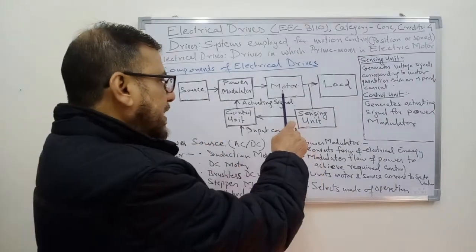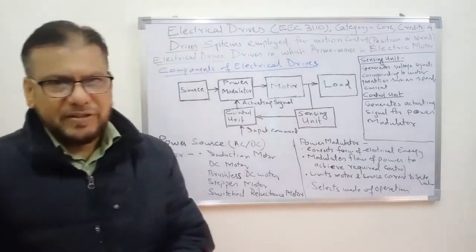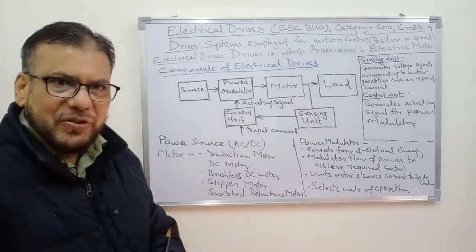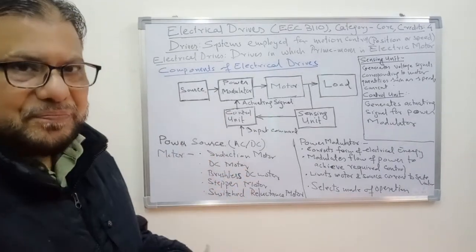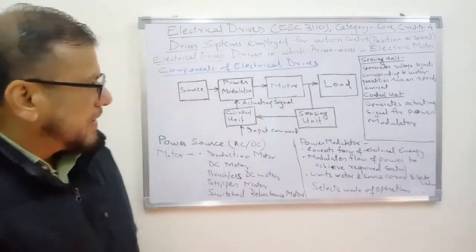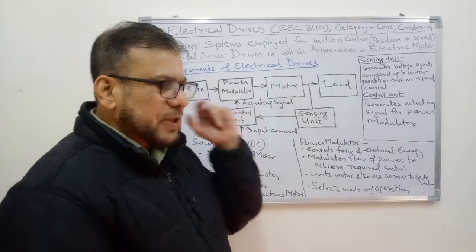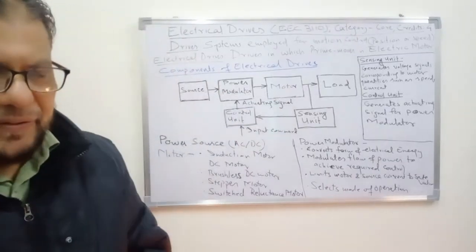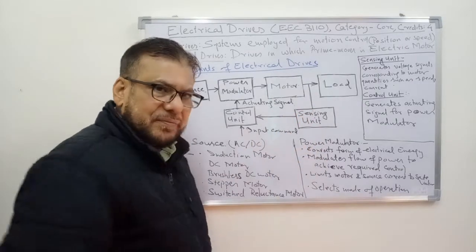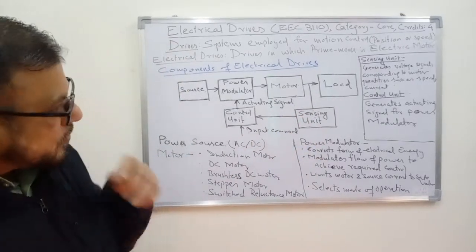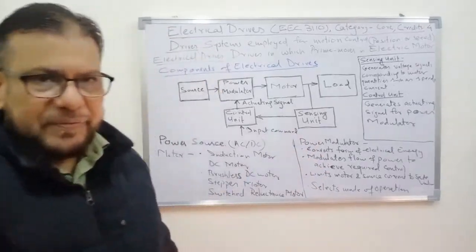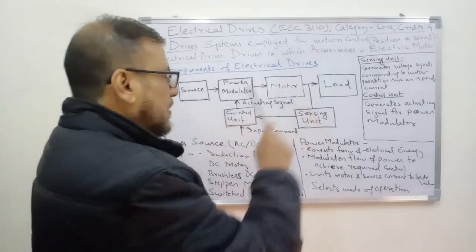So you will require to know the actual condition, what is the actual speed, what is the actual current, and only then can you control it. So it will require some sensors. For sensing the speed, for example, you may have a tacho generator. Tacho generator will convert the speed signal into a voltage signal. Or you may require a current sensor for sensing what current is flowing in the motor.